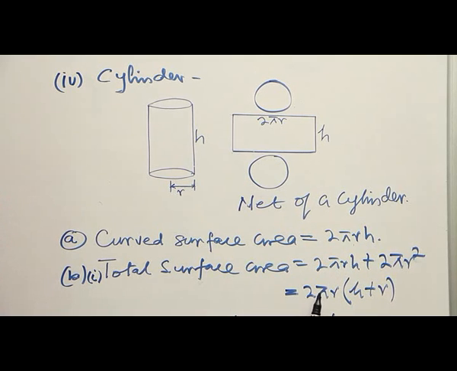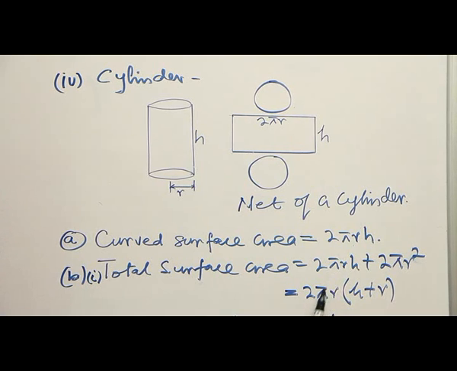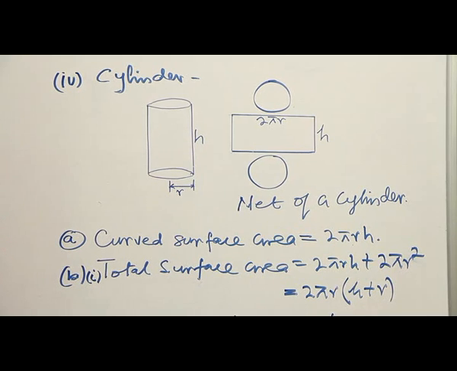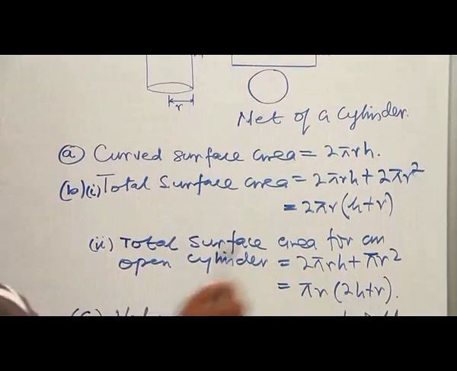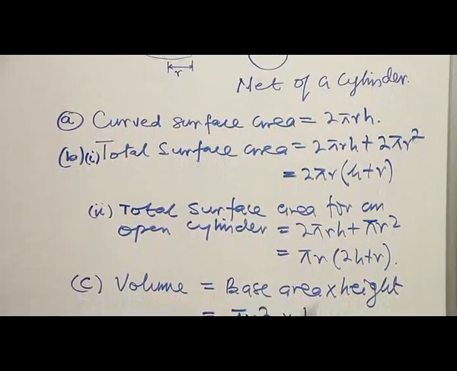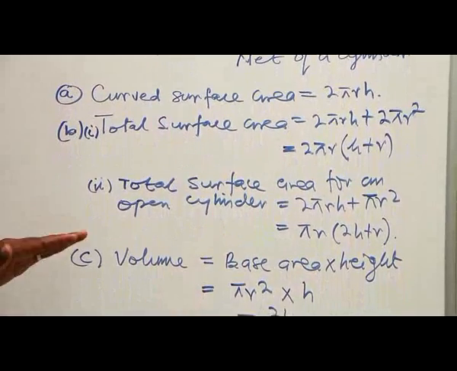We can carry out factorization. We now have 2 pi r into h plus r. This is a simplified form of the total surface area of a cylinder. Roman figure 2, we can also talk about the total surface area for an open cylinder. In the first case I have considered, the cylinder is closed.